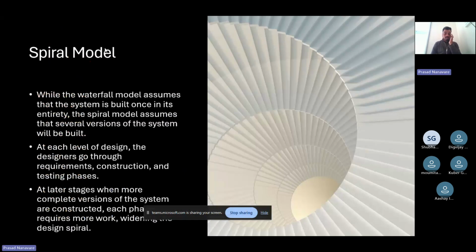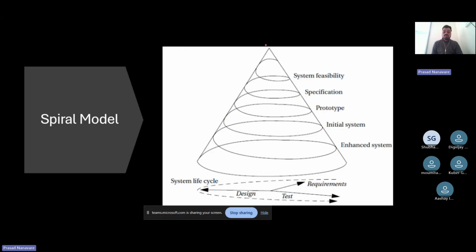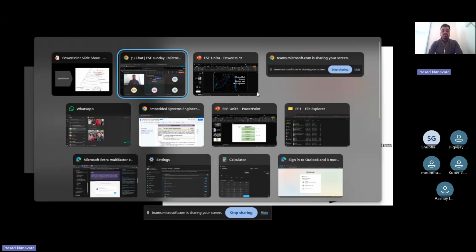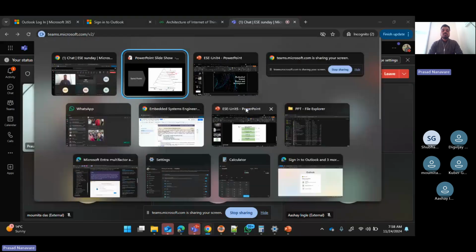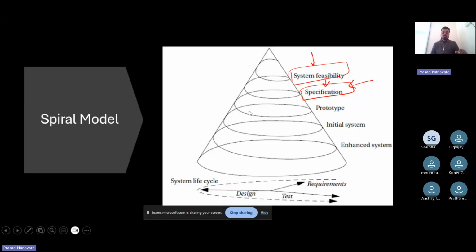So then what is the spiral model? In the spiral model we saw that instead of just having things like this, it is written in a spiral. And why spiral? Because now suppose you are in the feasibility or specification stage of the design. On every stage you will be doing testing, requirement, and design, all these three things simultaneously. So that's how the spiral model works, and it is more detailed. So this is more applicable than the waterfall model.